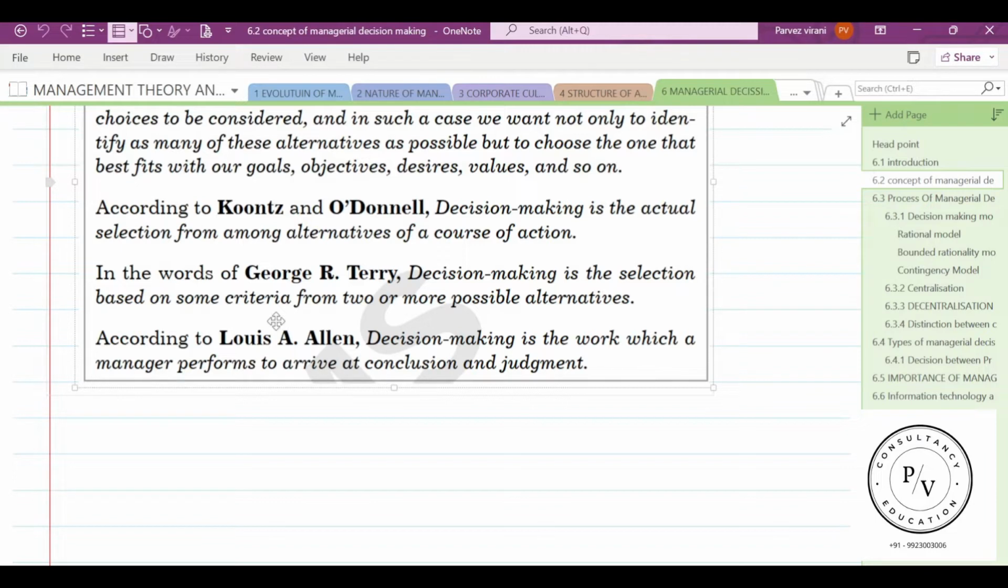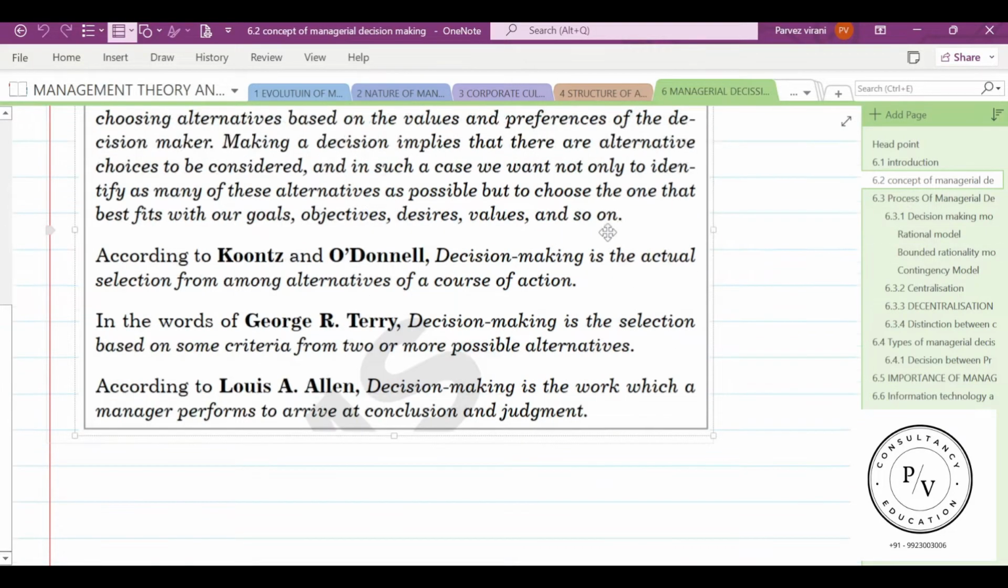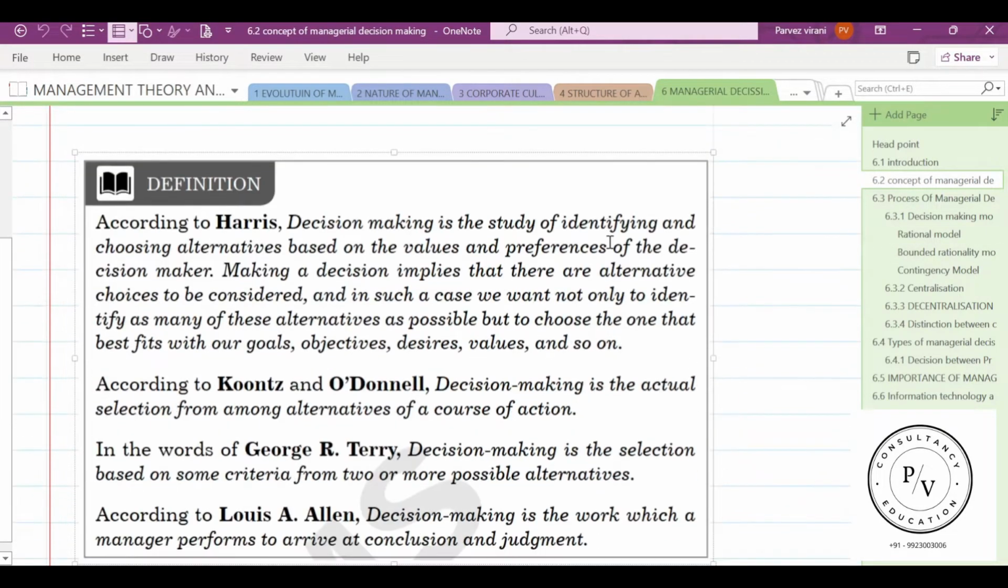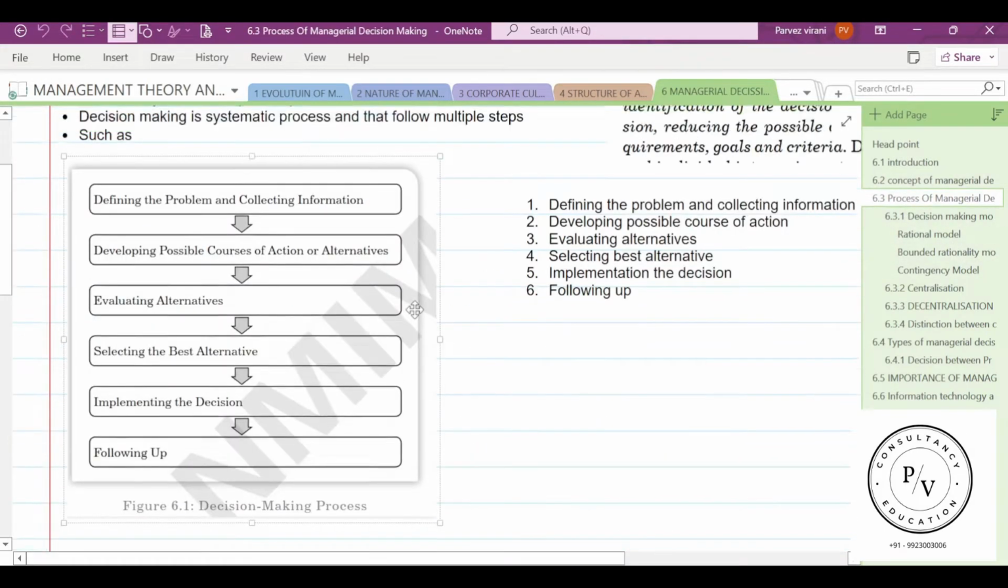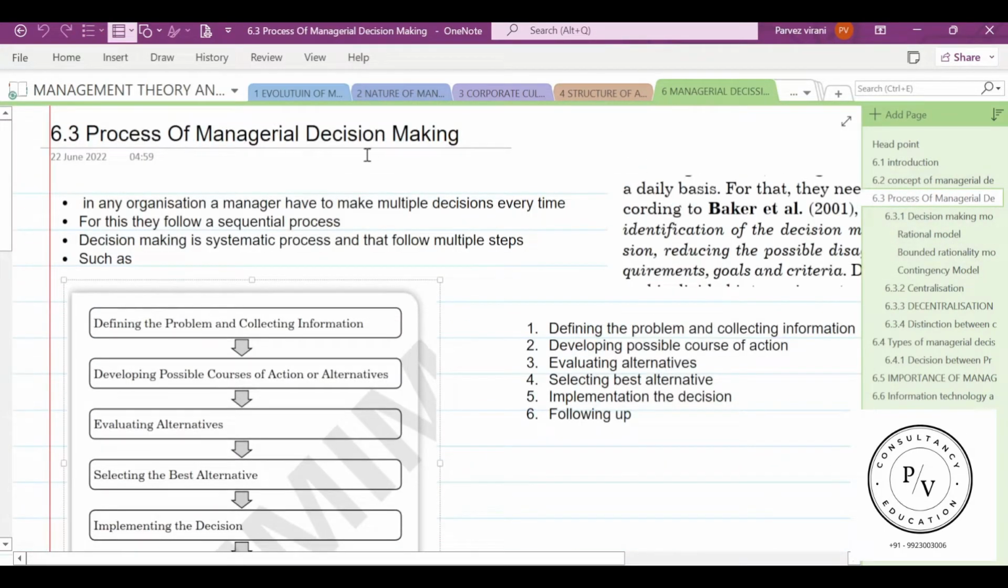According to Lewis A. Allen, decision making is a work which a manager performs to achieve or arrive at a conclusion and judgment. So these are the definitions of decision making, and that's what the concept of managerial decision making goes. 6.3 is process of managerial decision making.